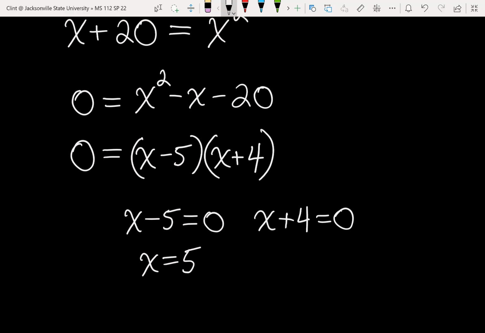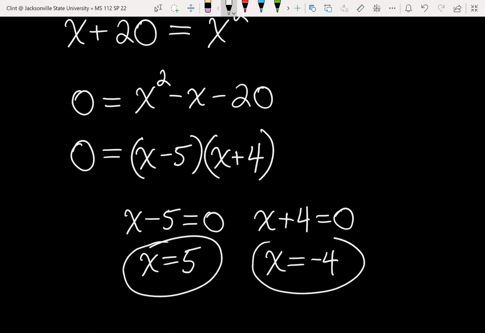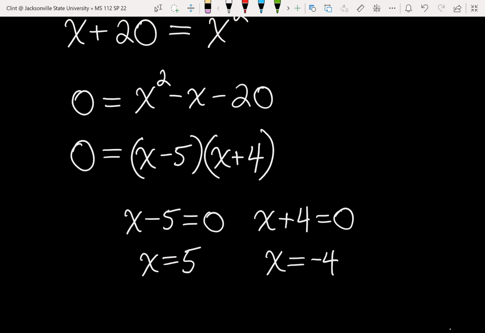Get two solutions there. X equals 5, and x equals negative 4. And I got a little ahead of myself there. There's two solutions.